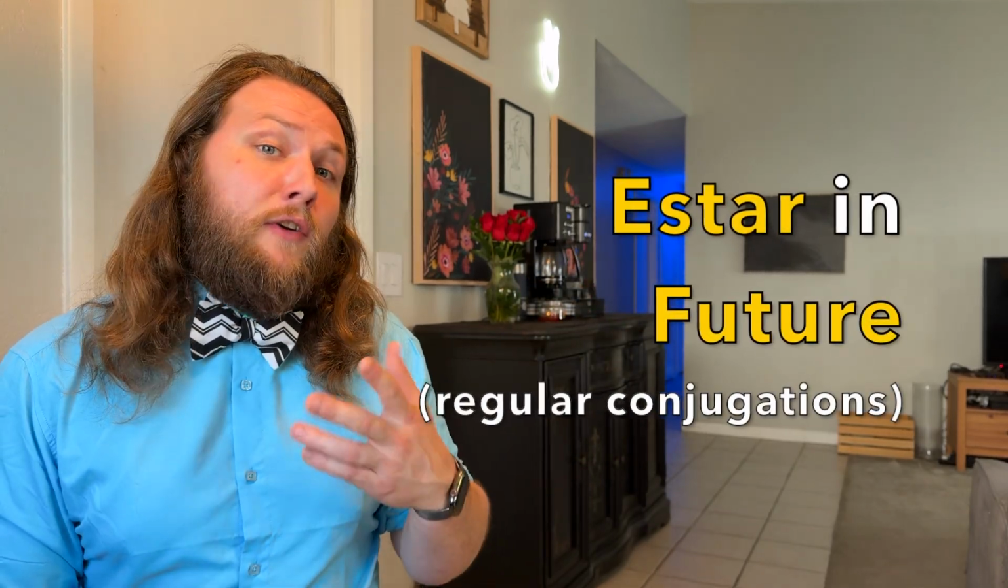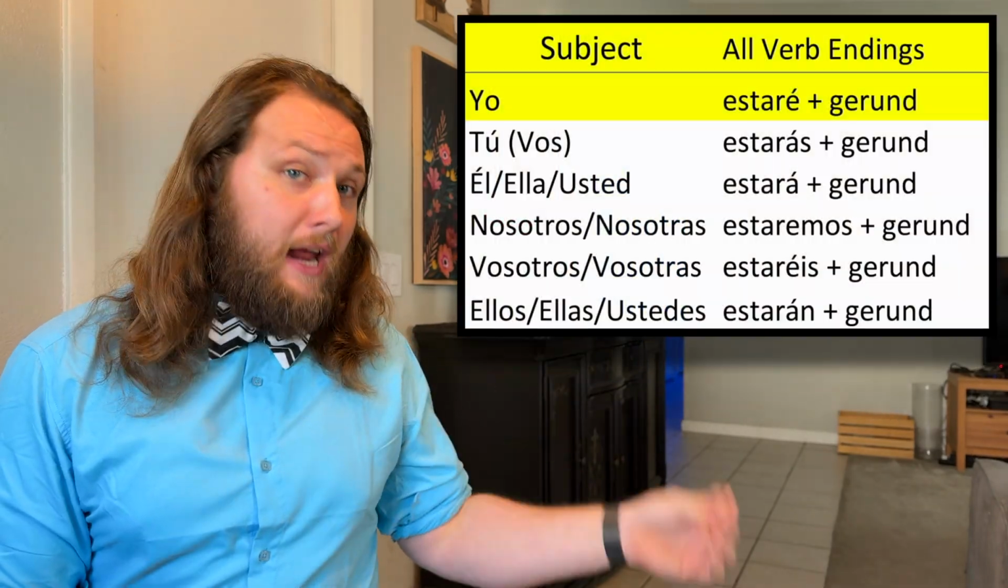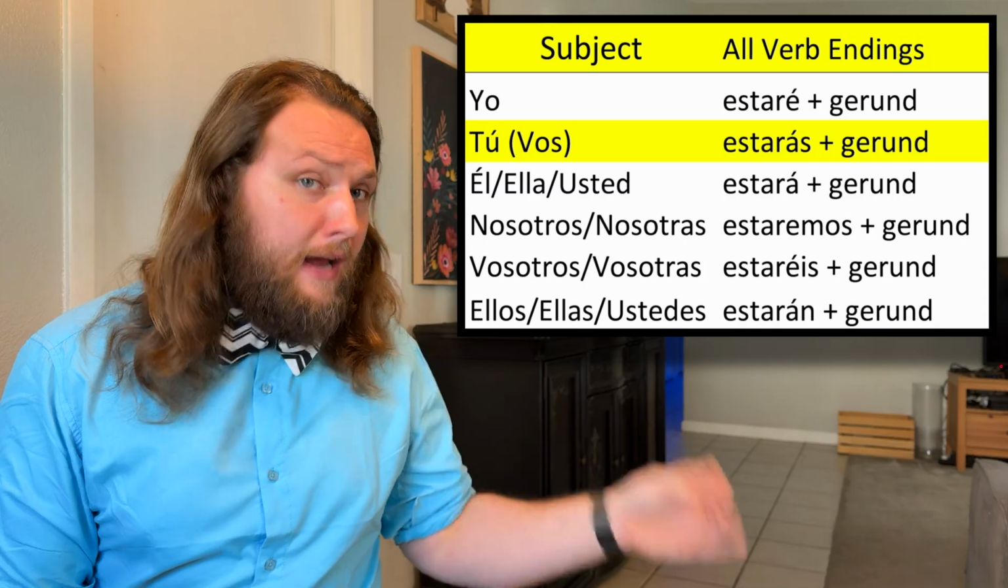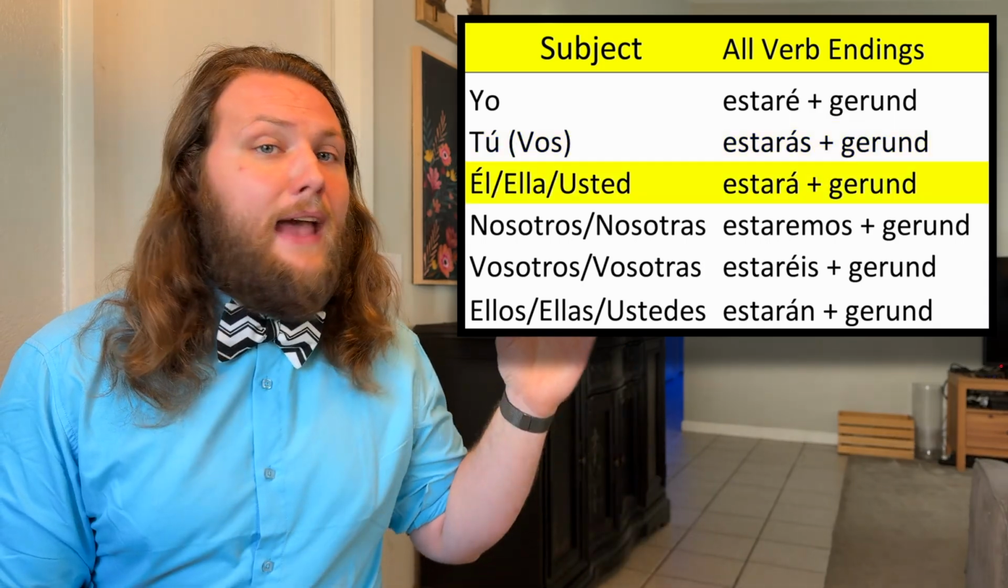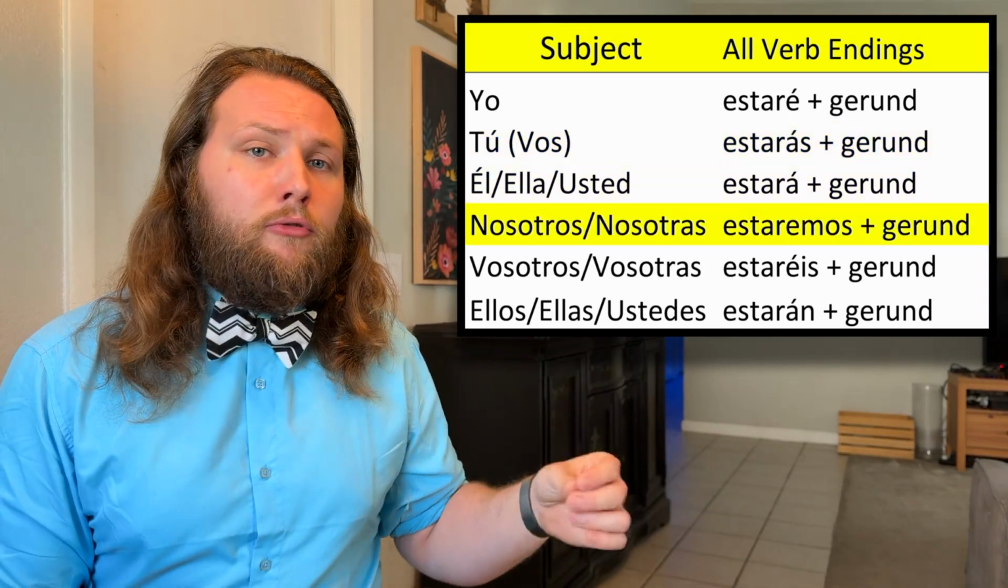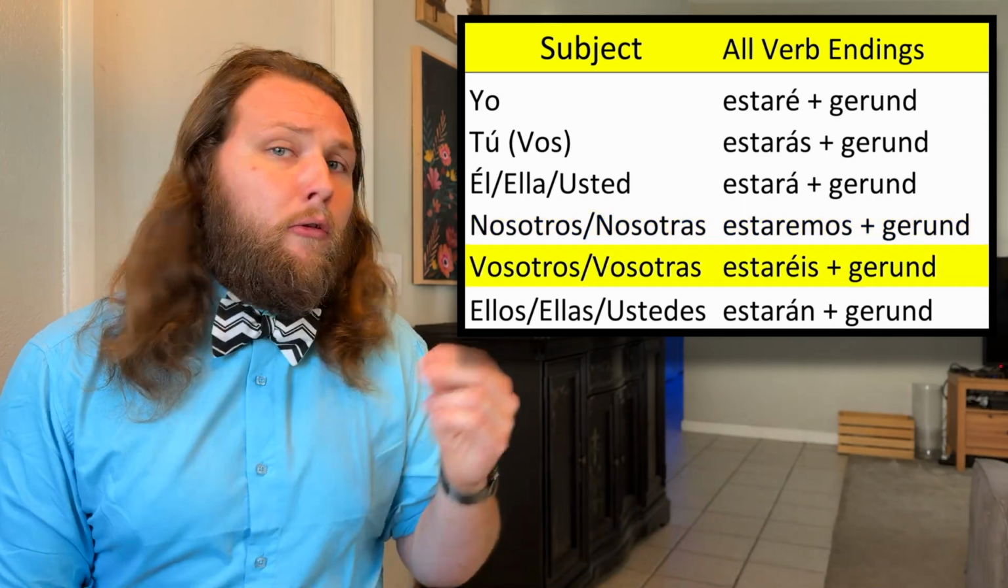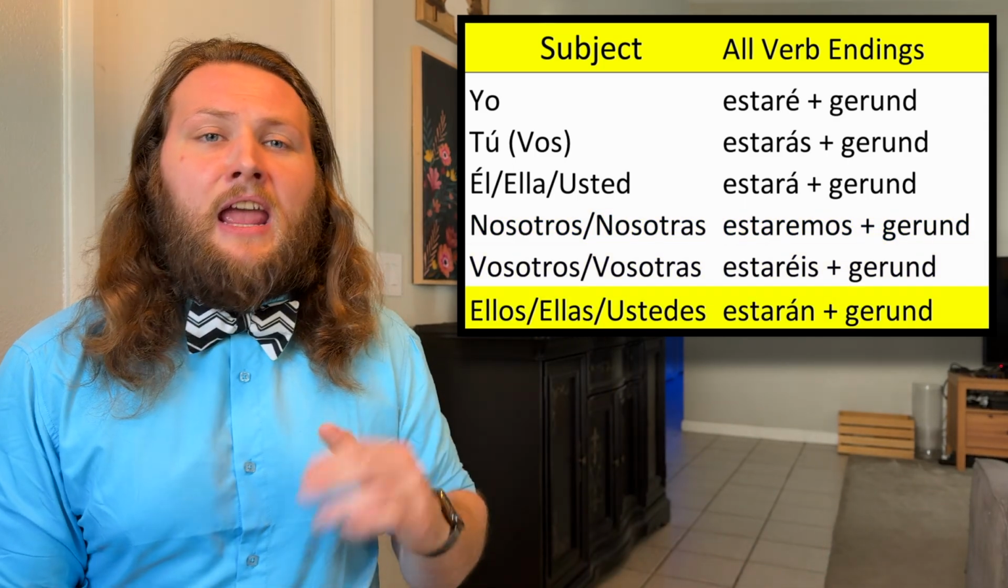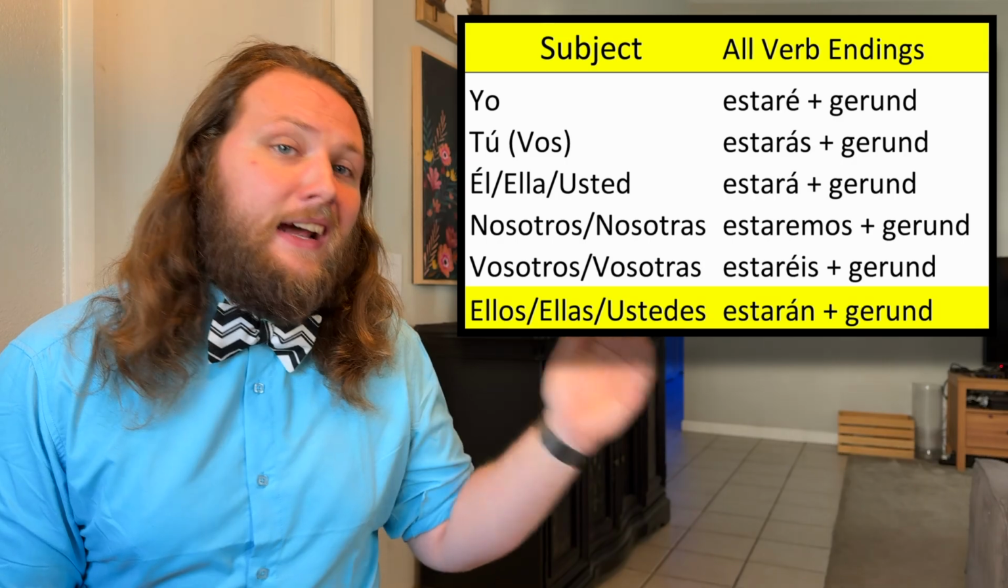I've already covered gonna versus will in my future tense video, and you can check that out with the link up top if you want a refresher. The future conjugations for estar are regular here, and they are yo estaré, tú, vos estarás, él, ella, usted estará, nosotros, nosotras estaremos, vosotros, vosotras estaréis, and ellos, ellas, ustedes estarán.